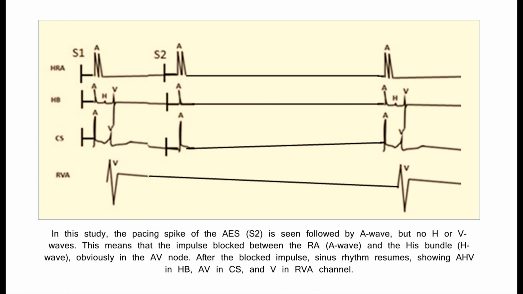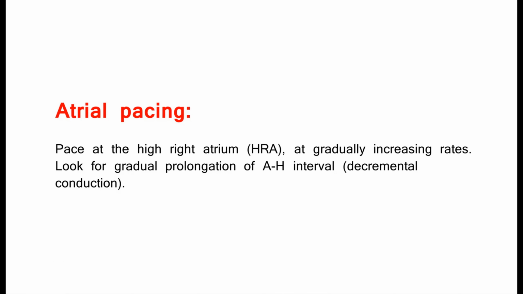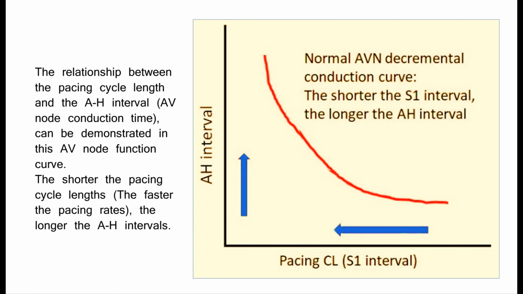Atrial pacing. Pace at the high right atrium, HRA, at gradually increasing rates. Look for gradual prolongation of AH interval, decremental conduction. The relationship between the pacing cycle length and the AH interval, AV node conduction time, can be demonstrated in this AV node function curve.